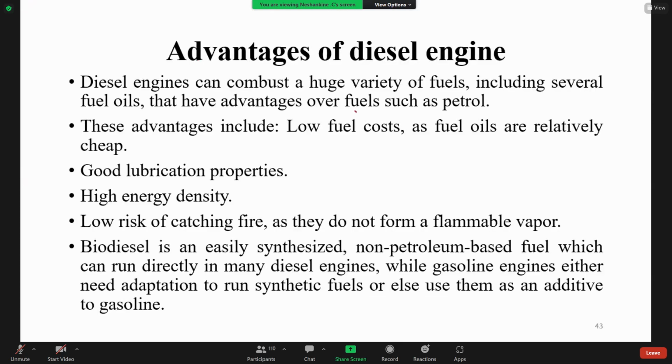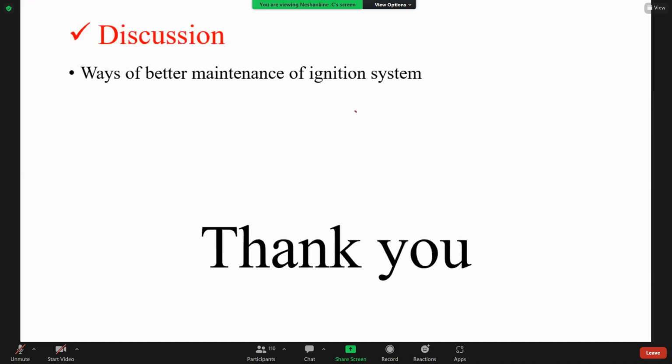Shall I change? Okay, ma'am. Okay, can anyone tell what we have done today? Anyone? What are the types we studied? What are the types of ignition system we studied? Magneto ignition system, battery ignition system, diesel ignition system, electronic ignition system.